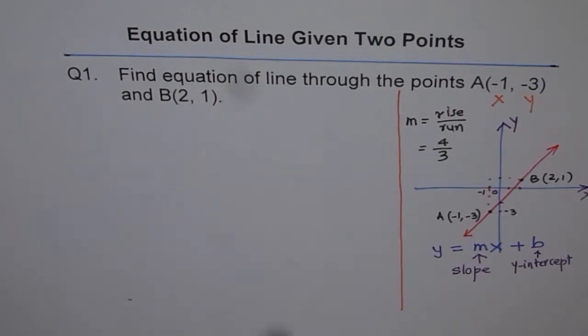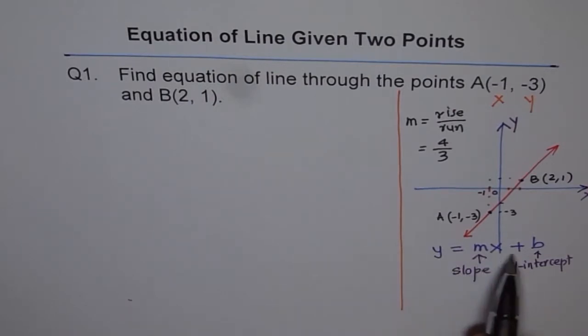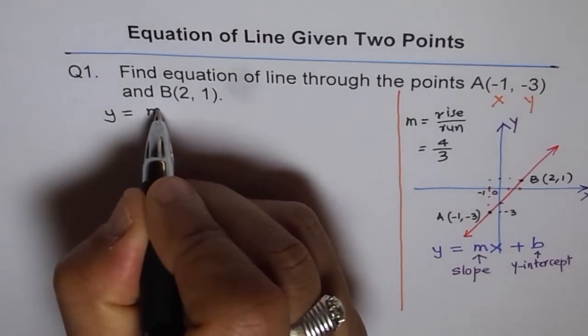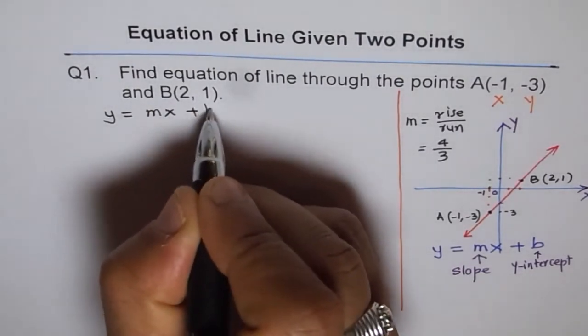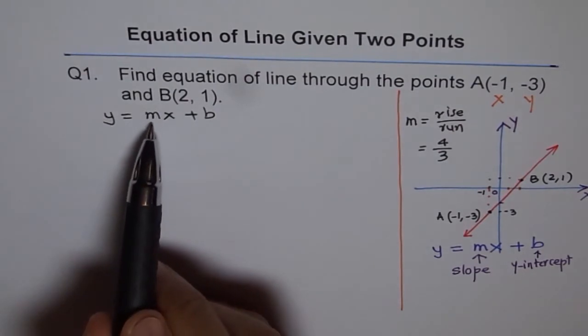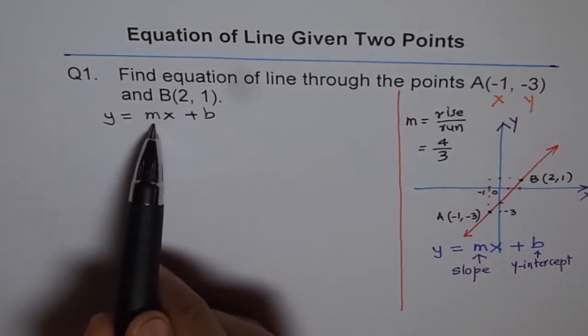The real thing is that we want the equation of a line in the form of slope and intercept. So it is y equals mx plus b. Now here we need to find two things. One is the slope and second is the y-intercept. Always we have to find slope first.